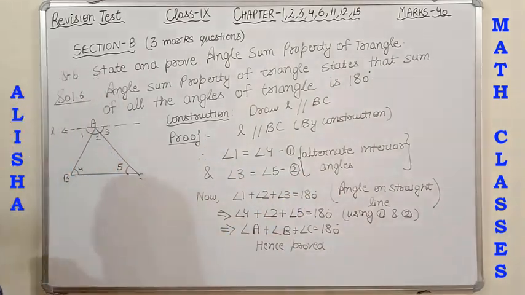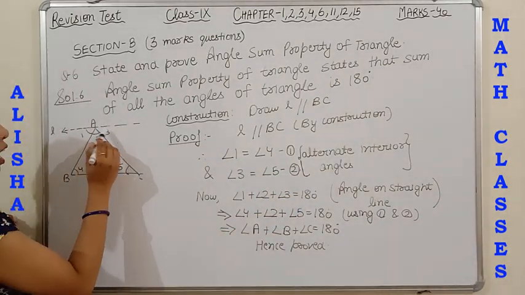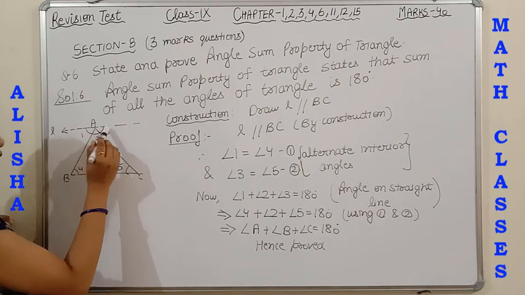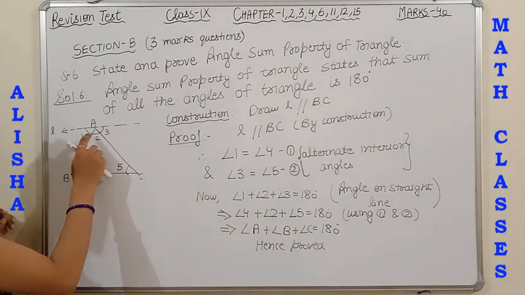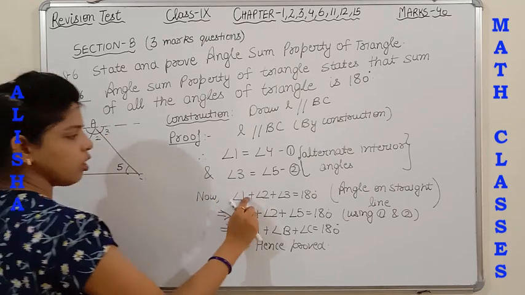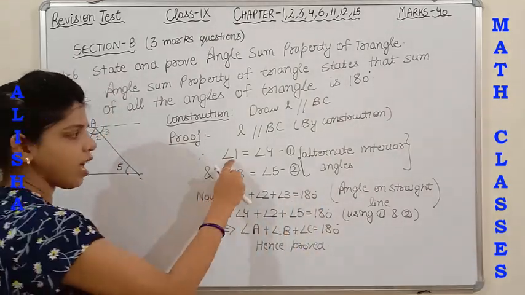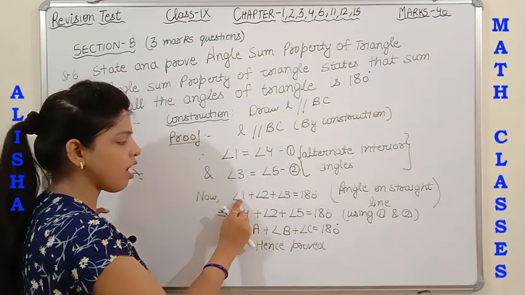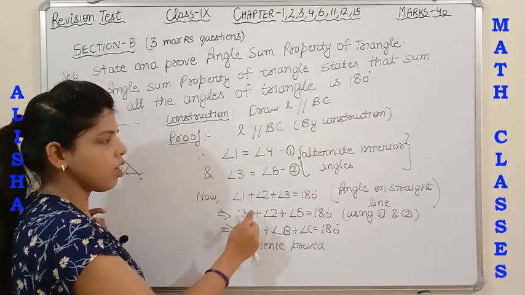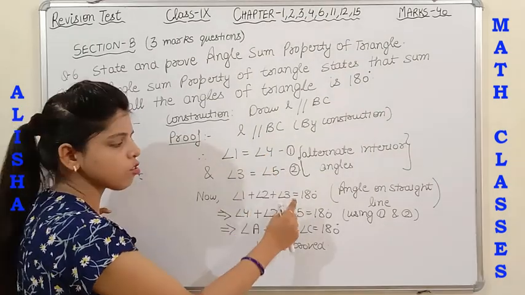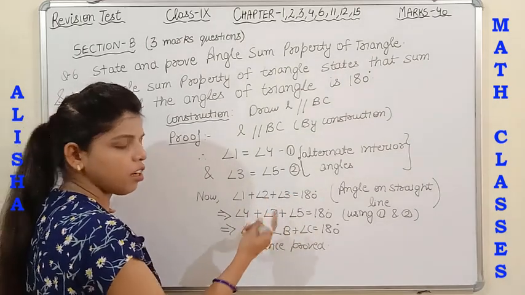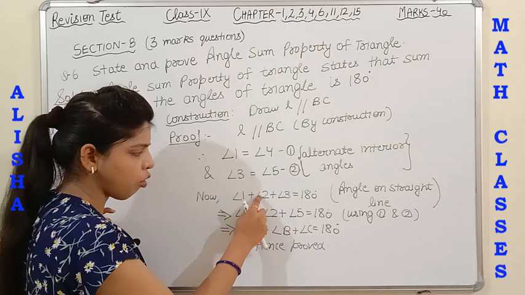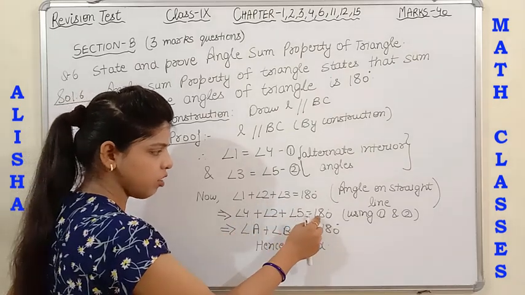Also, angle 1, angle 2, angle 3 are the angles on a straight line, and a straight line is always equal to 180 degrees. So angle 1 plus angle 2 plus angle 3 is equal to 180 degrees. Now as angle 1 is equal to angle 4, I have put angle 1 is equal to angle 4, and angle 3 is equal to angle 5, so I put angle 3 is equal to angle 5. Angle 2 will remain the same. So it becomes angle 4 plus angle 2 plus angle 5 is equal to 180 degrees.